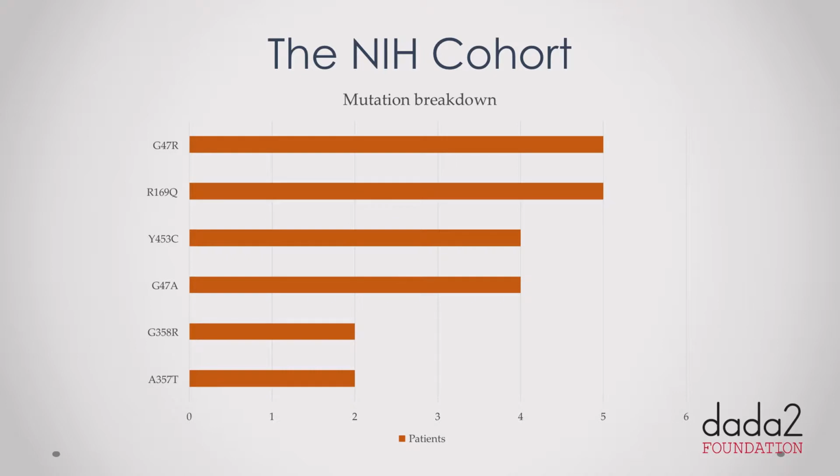When you look at a mutation breakdown within our cohort, you see that the G47R and the R169Q mutations are the most common, followed closely by the Y453C and G47A. There are a couple of mutations that have 2 patients in our cohort, and then we have 14 patients who carry a single mutation that no one else shares.